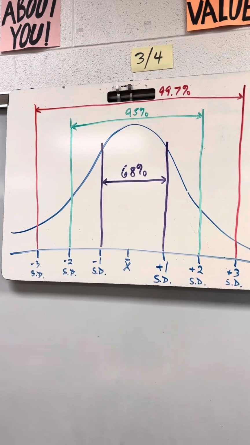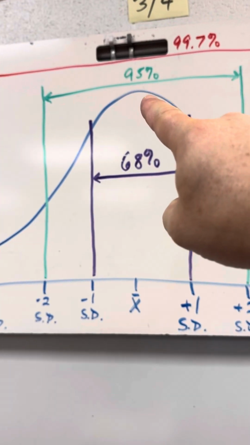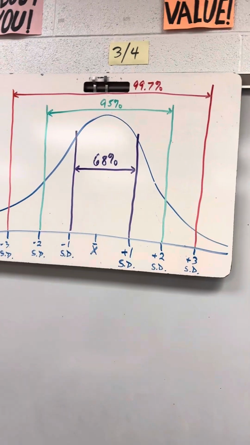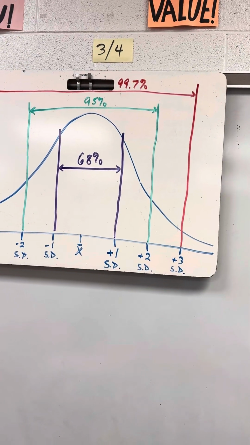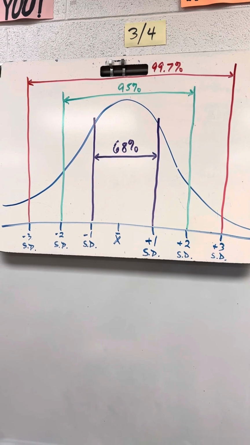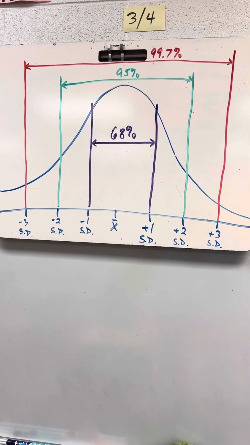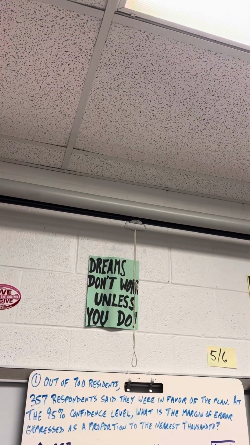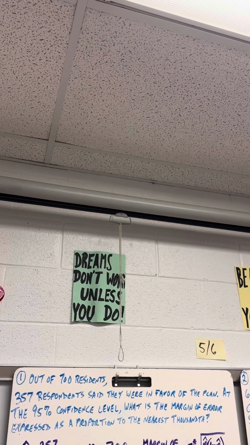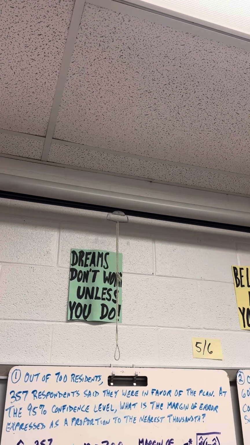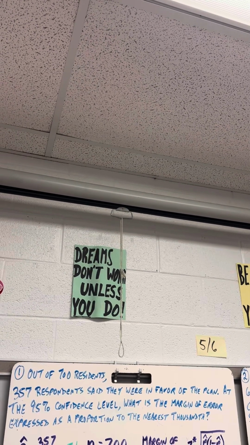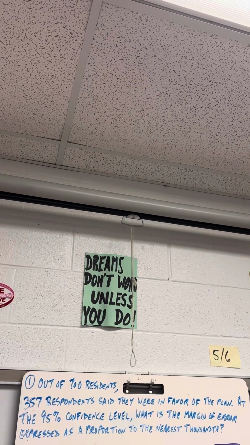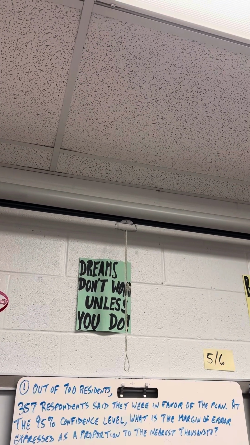Right? Today we're going to basically look at 95% because all of your questions today are going to say within 2 standard deviations. It's going to say the 95% confidence level. Okay? For example, out of 700 residents, 357 respondents say they were in favor of the plan. At the 95% confidence level, what is the margin of error expressed as a proportion to the nearest thousandth?